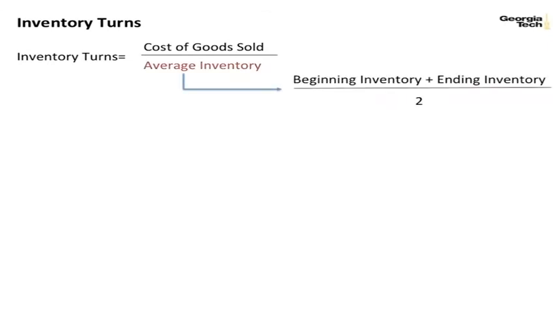Companies may have different approaches to calculate average inventory. However, one straightforward approach is to take beginning inventory for a given time period, perhaps a month, and add ending inventory for that time period, and divide the sum by 2.